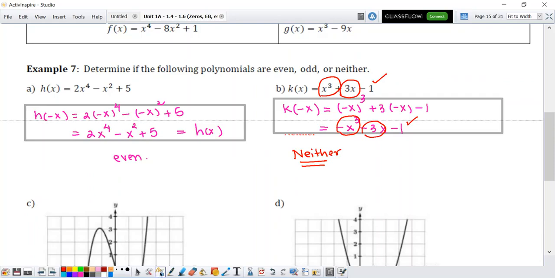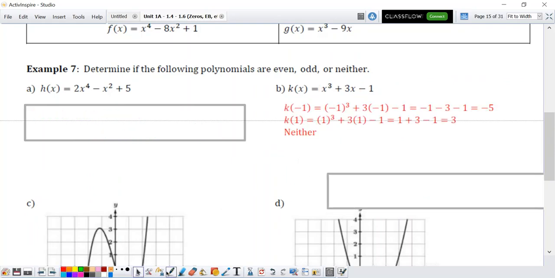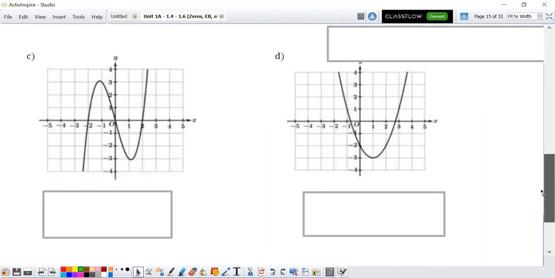If you want to use numbers, then you can also do that. You can test the values with negative 1 and 1. So if you get different numbers, which means there is no connection between them, that's why it is a neither. You have to have supporting work. You cannot just guess and check. You have to show either numbers or the generic values of x.